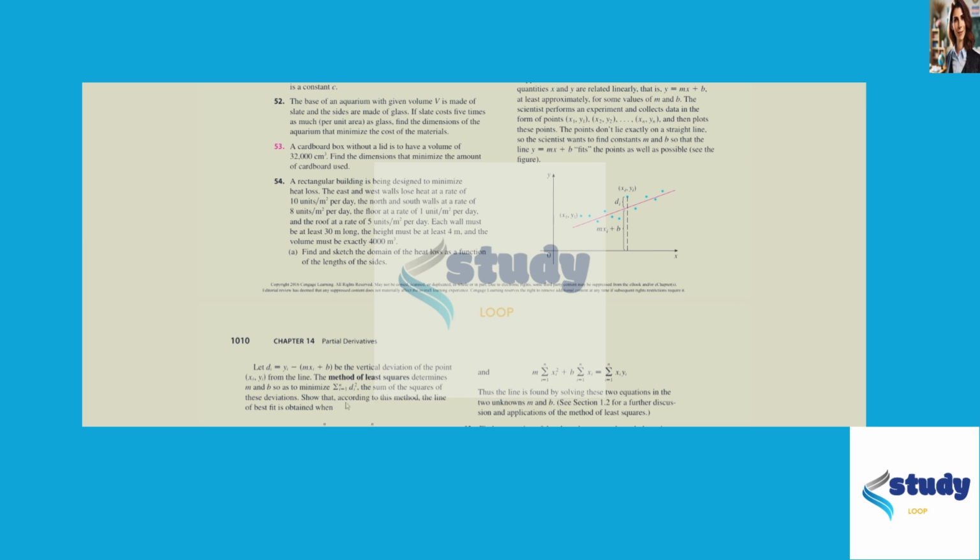Show that according to this method, the line of best fit is obtained when m times the sum of xi plus bn is equal to the sum of yi, and m times the sum of xi squared plus b times the sum of xi is equal to the sum of xi yi, i from 1 to n. Thus, the line is found by solving these two equations in the two unknowns m and b.